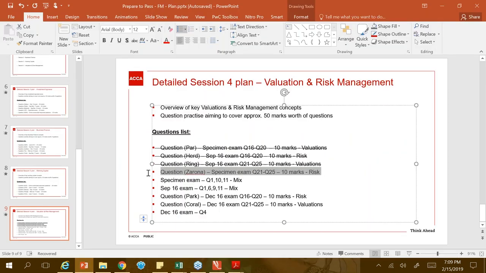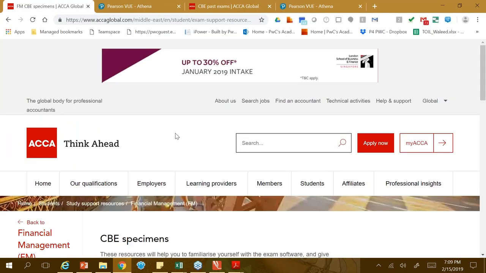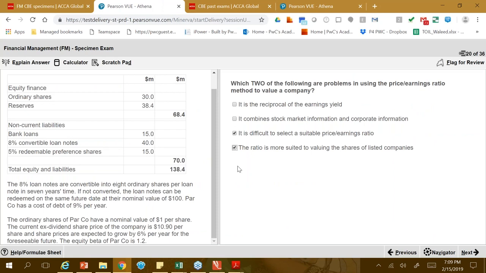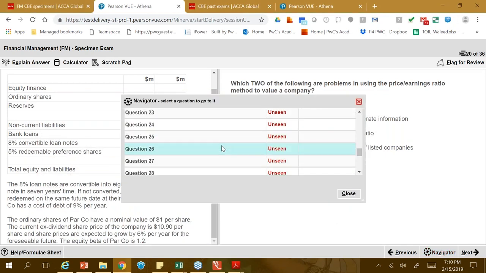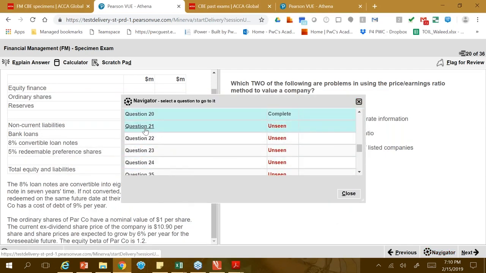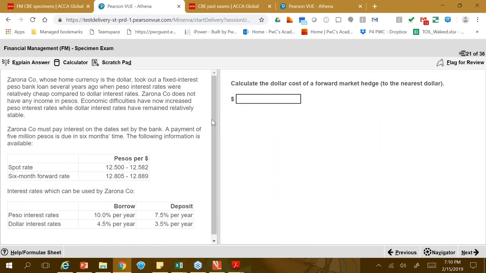Now, just quickly, if I can move to another question. I would like to now go into the specimen exam, and the question is Zerona. So Zerona on the specimen exam, question number 21 to 25. That's our last question for this session. Again, focusing on risk management, where we'll do a bit of forwards and money market hedge as well. So let's read this. 21 on the specimen exam.